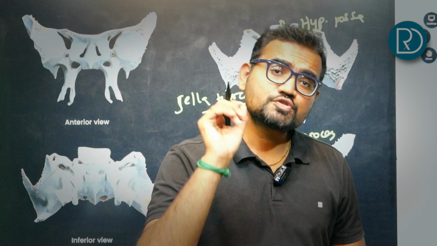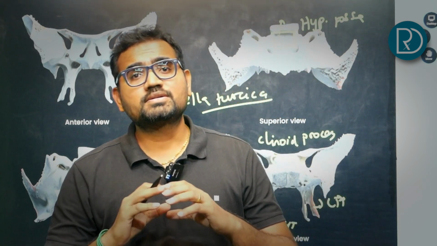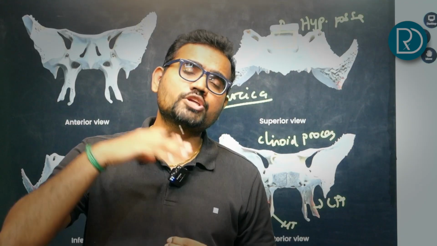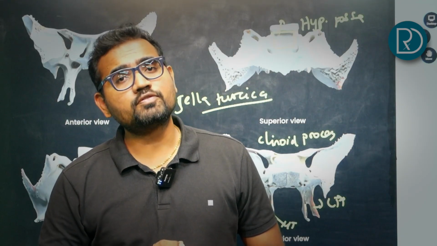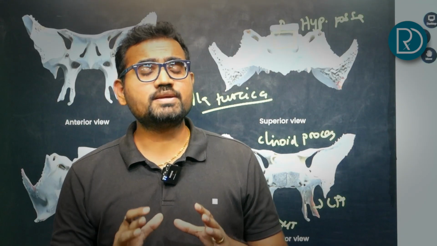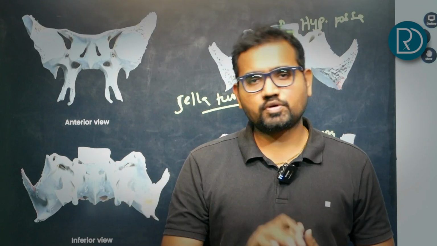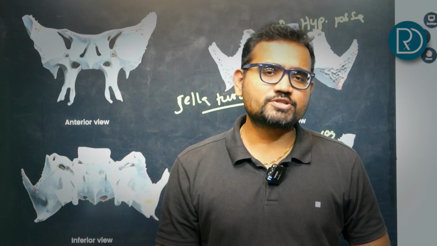These are the few very important structures in the sphenoid bone which you should know. The sphenoid bone also has a sinus, the sphenoidal sinus, which is supplied by the posterior ethmoidal nerve and the pharyngeal branch of the pterygopalatine ganglion, which are the first and the second divisions of the trigeminal nerve. So this is all about the sphenoid bone. I hope it makes sense. Thank you so much for watching the video. Have a nice day.